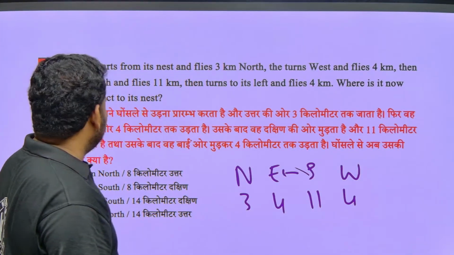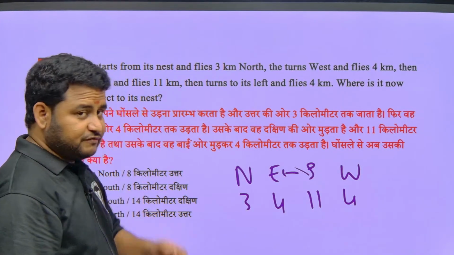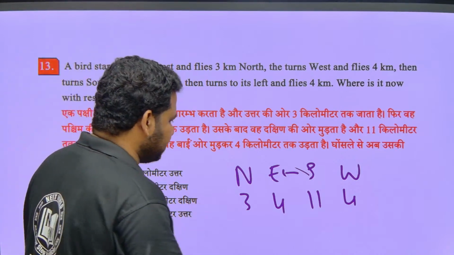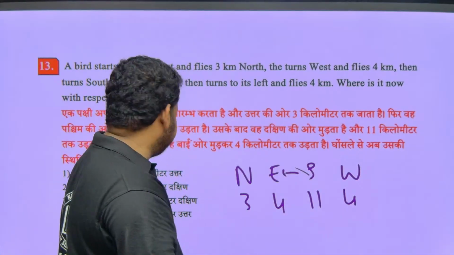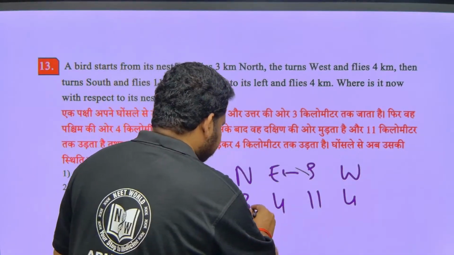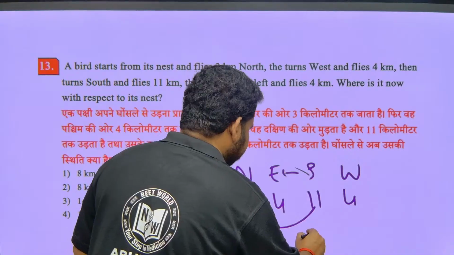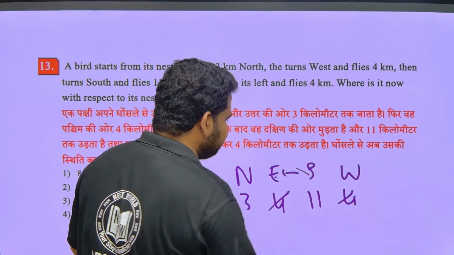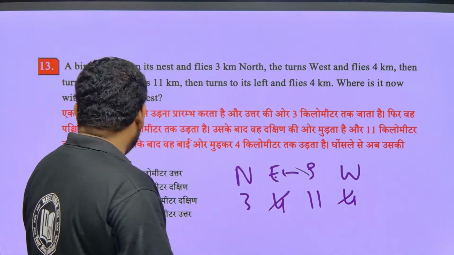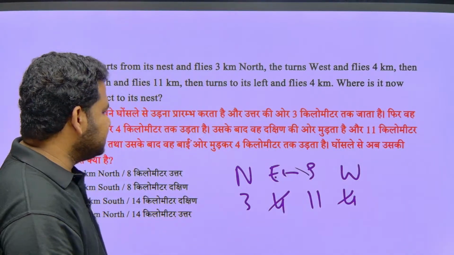Now, where is it now with respect to its nest? Don't worry. So, what we have to do? First, we have to find the north and south difference. If I find the difference from north and south, what am I getting? I am getting 8. But before that, if I find the east and west difference, it gets cancelled. So, it is not under east and west.